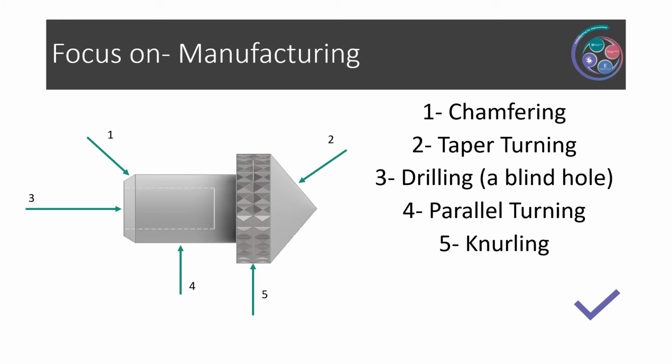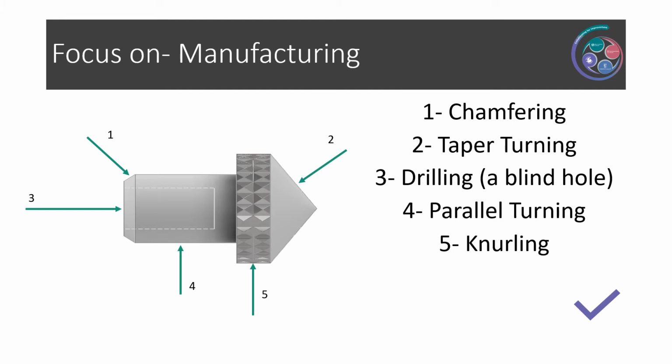Number 3 is drilling. You can use a standard twist drill parallel to the bed on a previously faced surface. This could be prepared with a slow comb drill, which is also sometimes known as a centre drill. Number 4, parallel turning. This is when you cut along the length of the job parallel to the lathe bed. This will make the metal thinner.